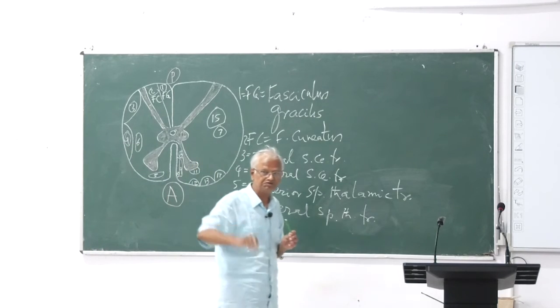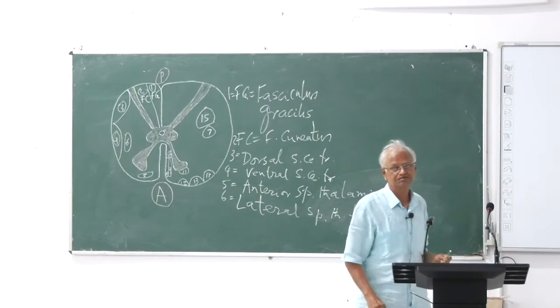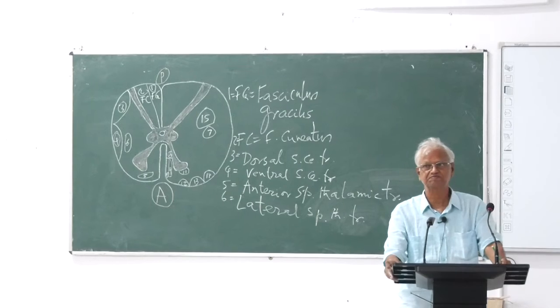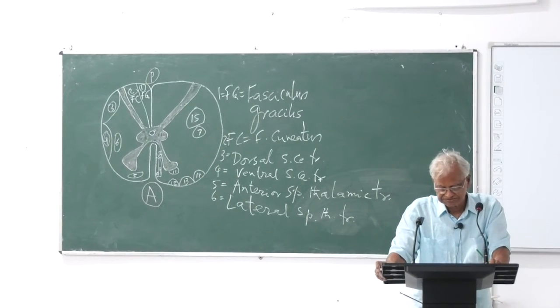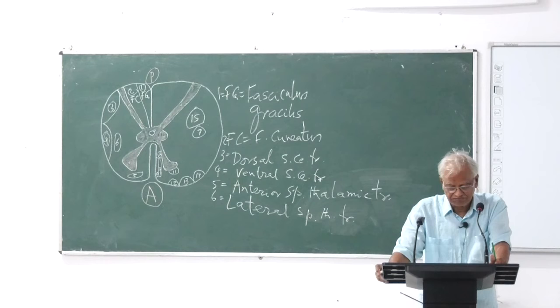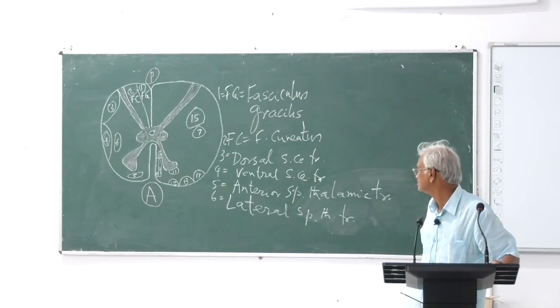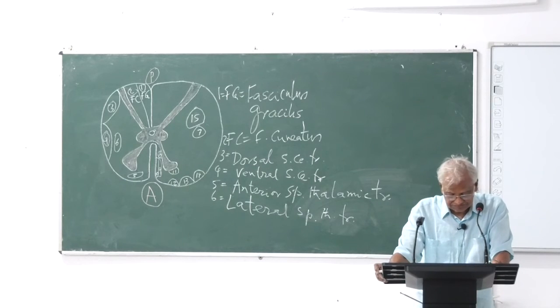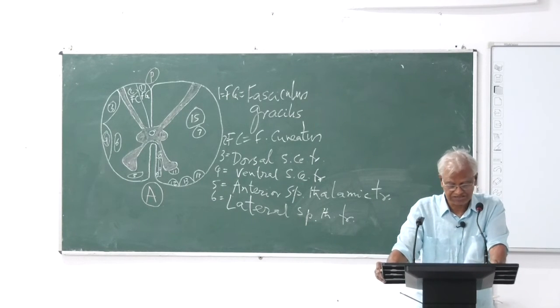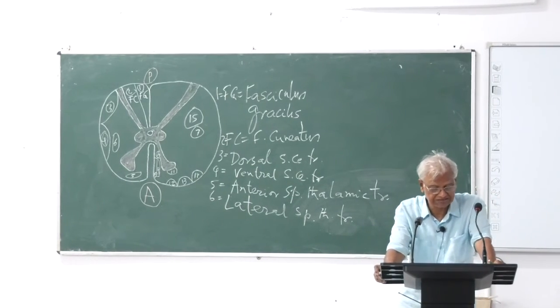From the reticular nucleus it is coming. From the reticular nucleus to the spinal cord. 9 is medial vestibulospinal. All these are medial: 8, 9, 10. 10 is not called medial. It's called anterior corticospinal.